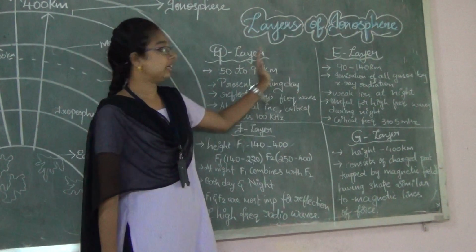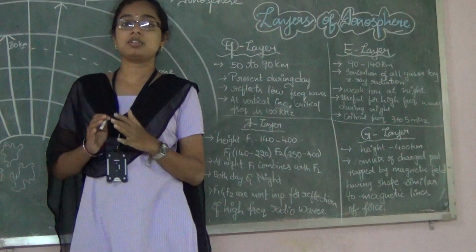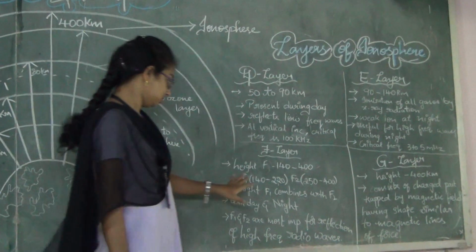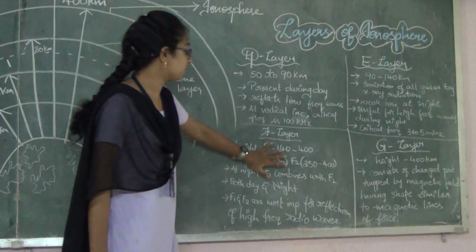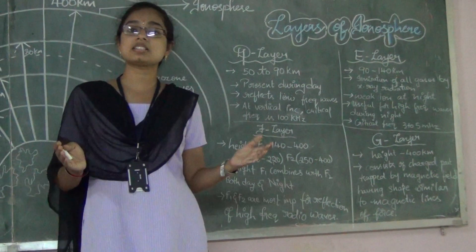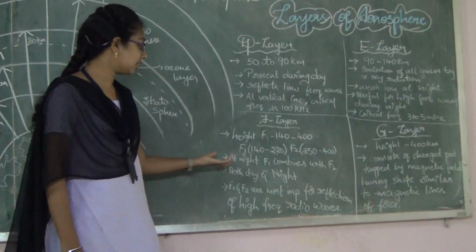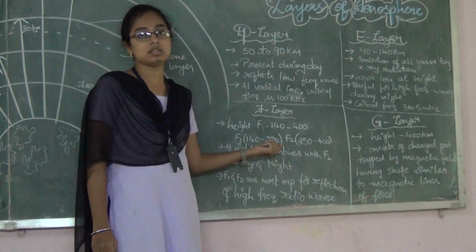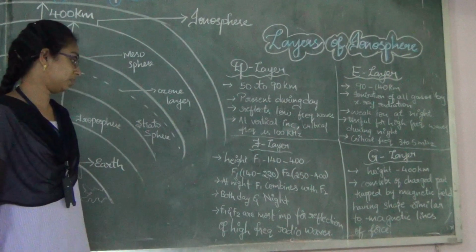After the D layer, the E layer comes. After the E layer, the F layer. The F layer is further divided into two parts, F1 and F2. The distance of the F layer is 140 to 400 kilometers. The F1 layer is at a distance of 140 to 220 kilometers, and the F2 layer is at 250 to 400 kilometers.